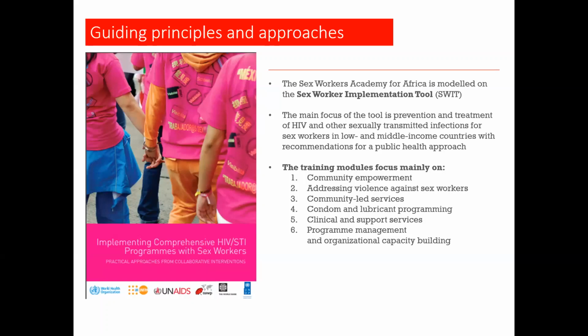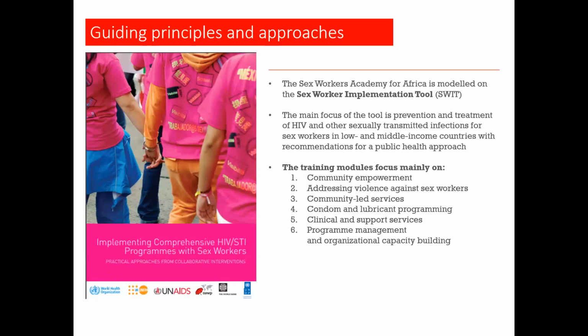We also look at condom and lubricant programming. And this is where we teach the sex workers leaders and the programmers on how to plan and implement the provision of the male and female condoms and lubricants using the approaches outlined in the previous chapters in the Sex Workers Implementation Tool. And it covers the planning and managing of condom supplies, the multi-prevention of the commodities, and creating an enabling environment for sex workers.